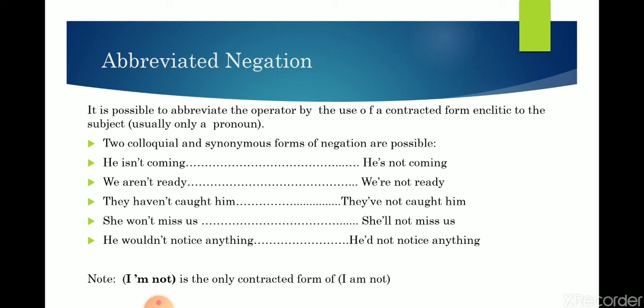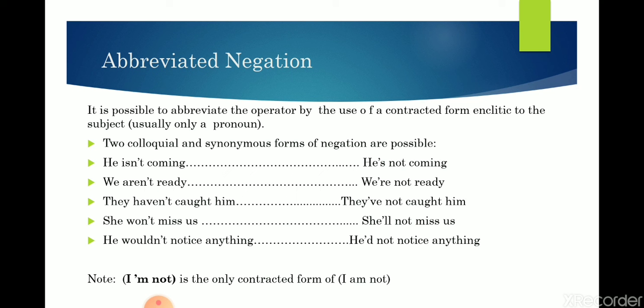So as we mentioned previously, in the left column of sentences, the word not is contracted, abbreviated, by deleting the O and adding an apostrophe in the written form. And on the right column, we see that the auxiliary or the operator of the sentence is abbreviated by deleting some of its letters and adding an apostrophe.